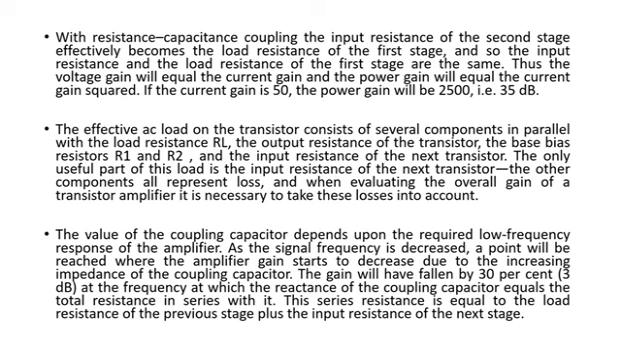As the signal frequency is decreased, a point will be reached where the amplifier gain starts to decrease due to the increase in impedance of the coupling capacitor. So the gain will fall by 30%. That is called 3 dB, at the frequency at which the reactance of the coupling capacitor is equivalent to the total resistance in series with the load resistor RL. So this series resistance will be equal to the load resistance of the previous stage plus the input resistance of the next stage, so that I can achieve a maximum power gain.